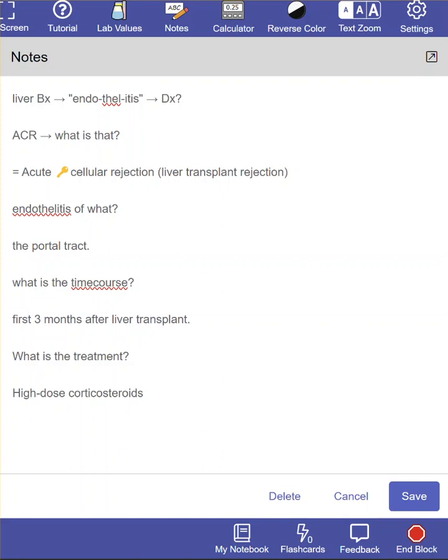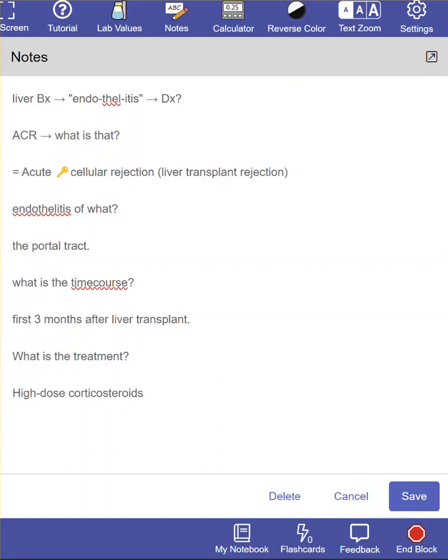So I just wanted to mention that the endothelitis is the endothelium of the vasculature of the portal tract. And so we're talking about the endothelium of, not the skin in this case, but the endothelium of a tissue that does have endothelium, which is the vasculature, and which allows blood to flow from the intestines and lower digestive tract into the liver, where it can be filtered. And so endothelitis would suggest that you have acute cellular rejection, which is very soon after transplant, so the first like 3 months after liver transplant.